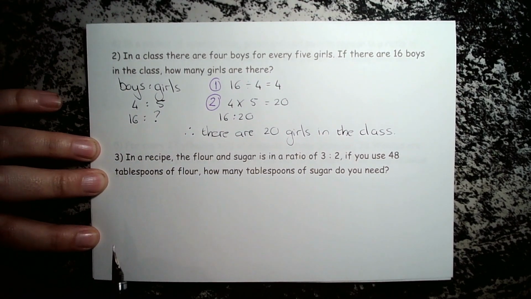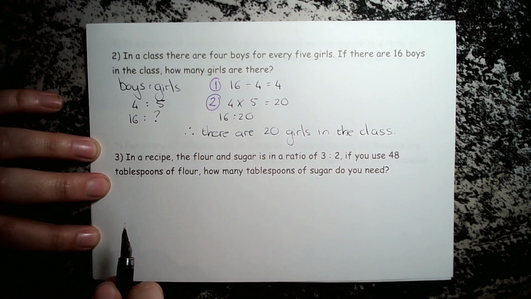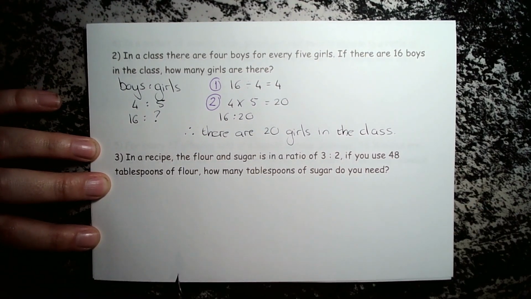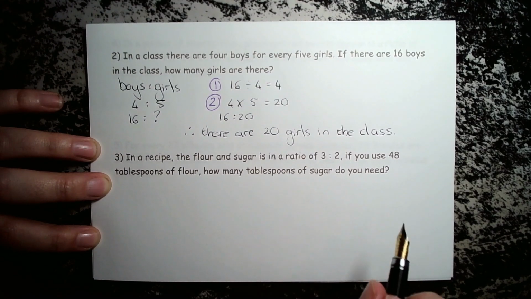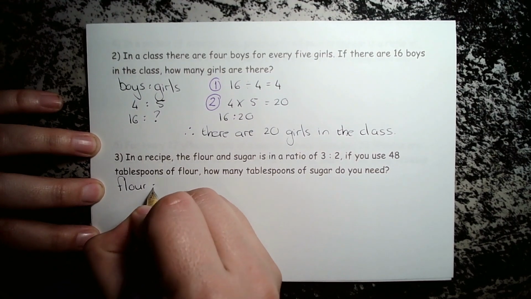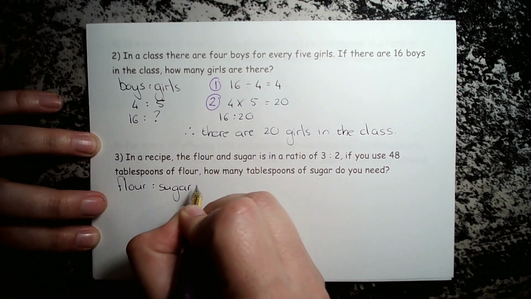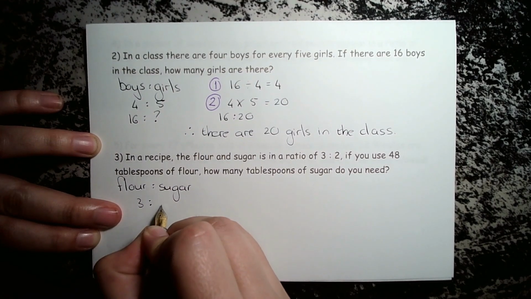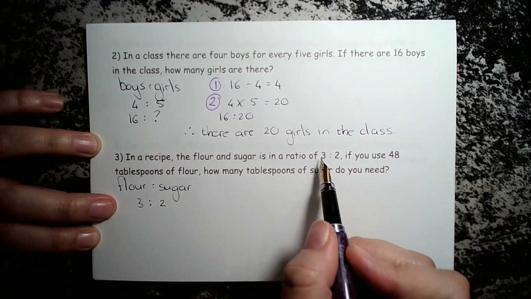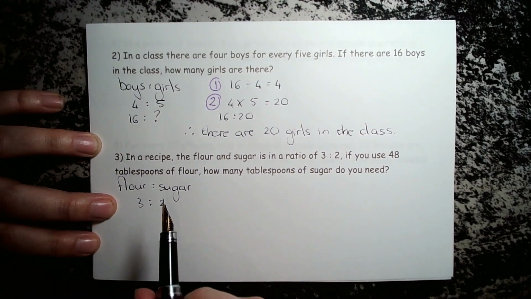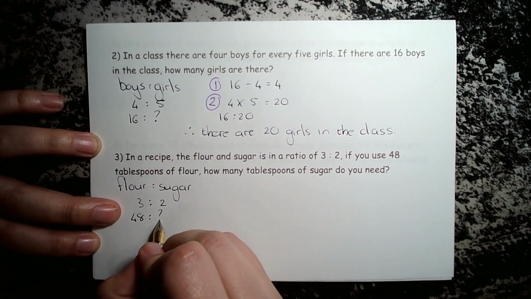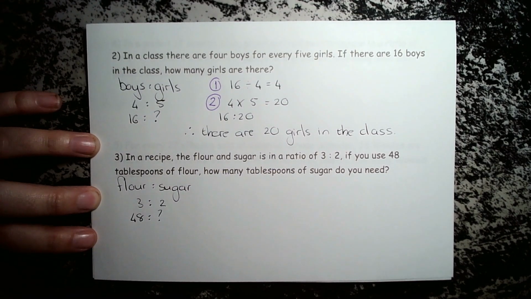Number 3. In a recipe, the flour and sugar is in a ratio of 3 to 2. If you use 48 tablespoons of flour, how many tablespoons of sugar do you need? So, flour to sugar. It's in a ratio of 3 to 2. So it is given flour first, then sugar. So the flour is first and the sugar is second. 48 tablespoons of flour. How many tablespoons of sugar?